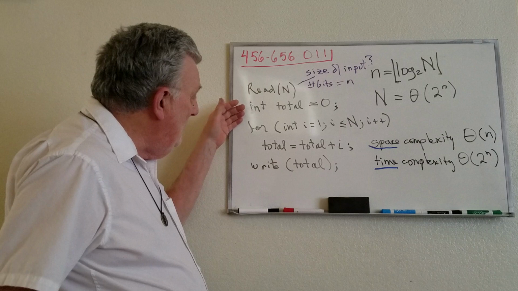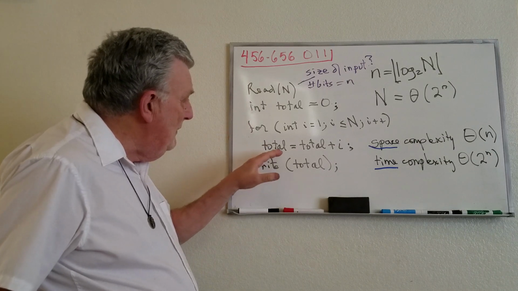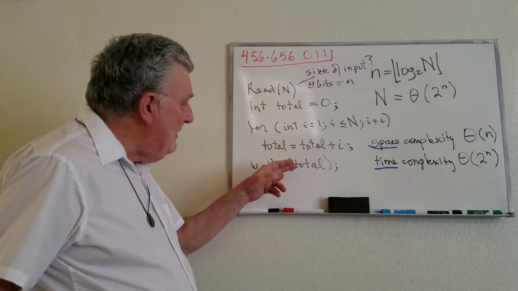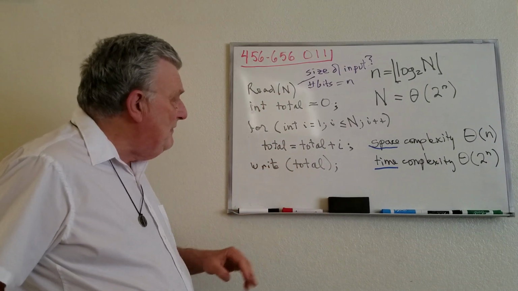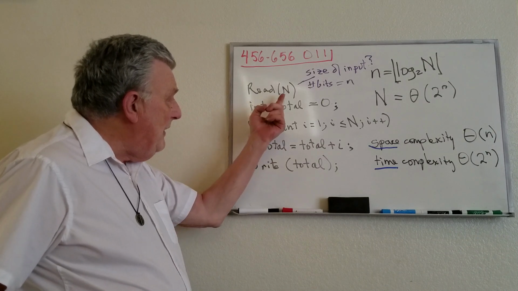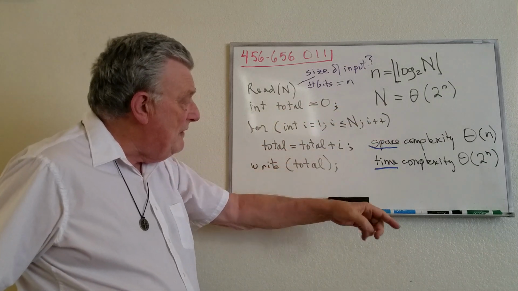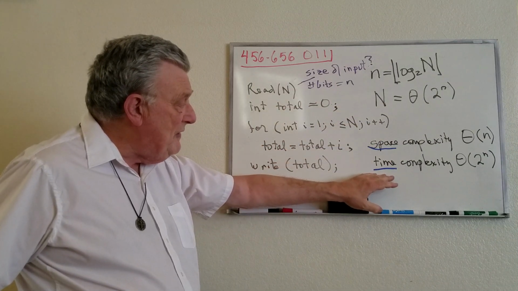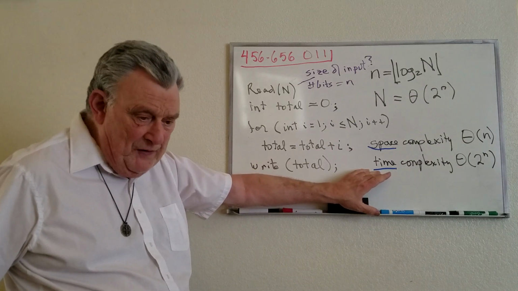All right, now let's run this program. You add up all the numbers from 1 to capital N and print that out. Now, how long does that program take? Well, it takes big N time, but big N is theta of 2 to the n. So the time complexity is exponential in terms of the input size, not polynomial.